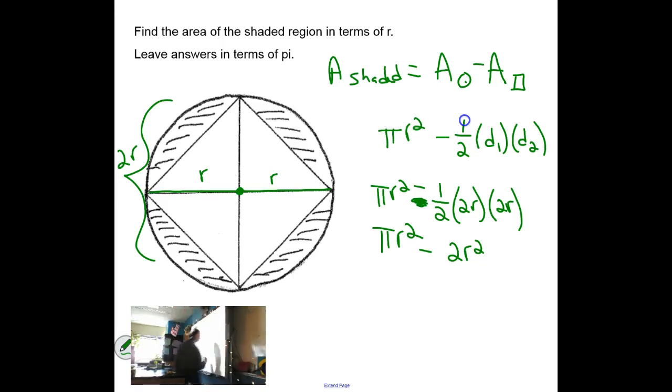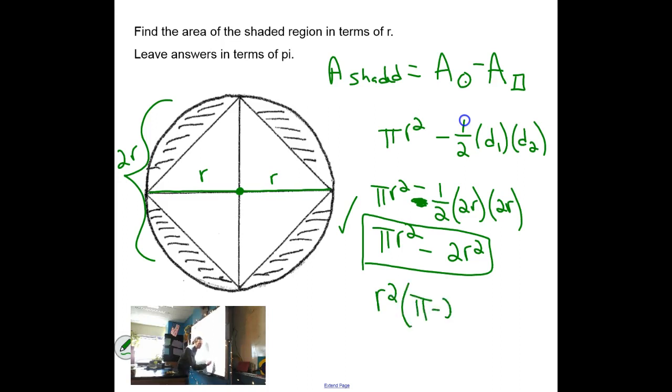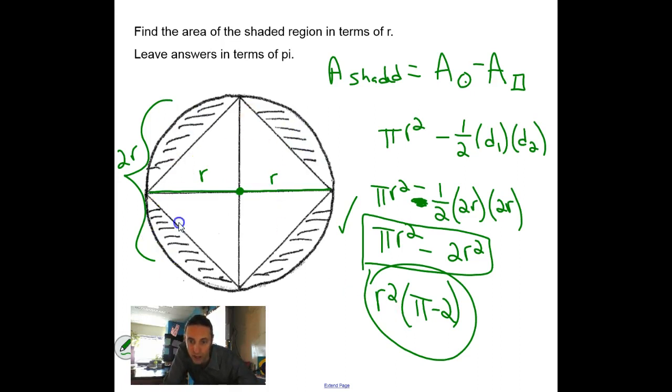So this answer to me is okay. I can live with that. Or if you want to factor out an r squared, then you end up with pi minus 2. So this is the formula, regardless of the size of the radius of that circle, to figure out the area of that shaded portion of the circle.